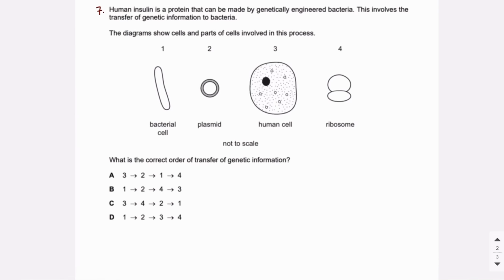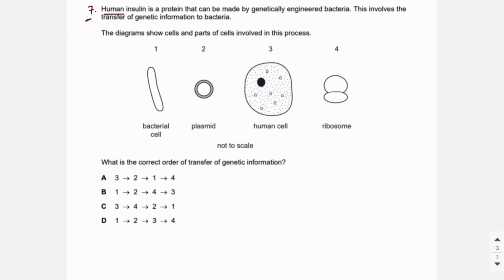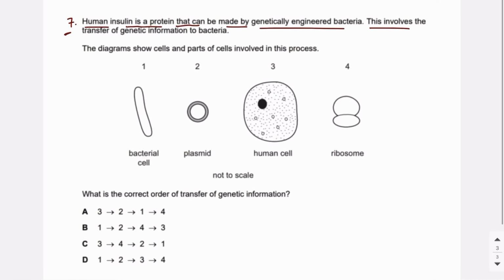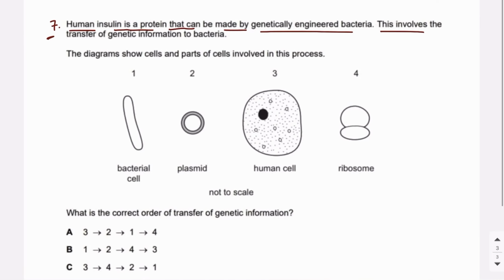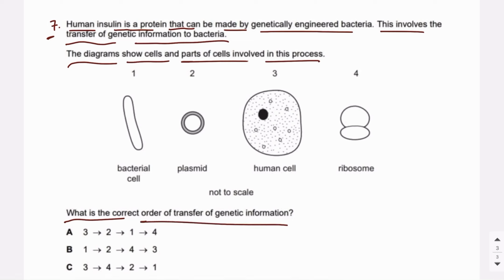Let's move on to MCQ number 7. Human insulin is a protein that can be made by genetically engineered bacteria. This involves the transfer of genetic information to bacteria. The diagrams show cells and parts of the cells involved in this process. What is the correct order of transfer of genetic information?